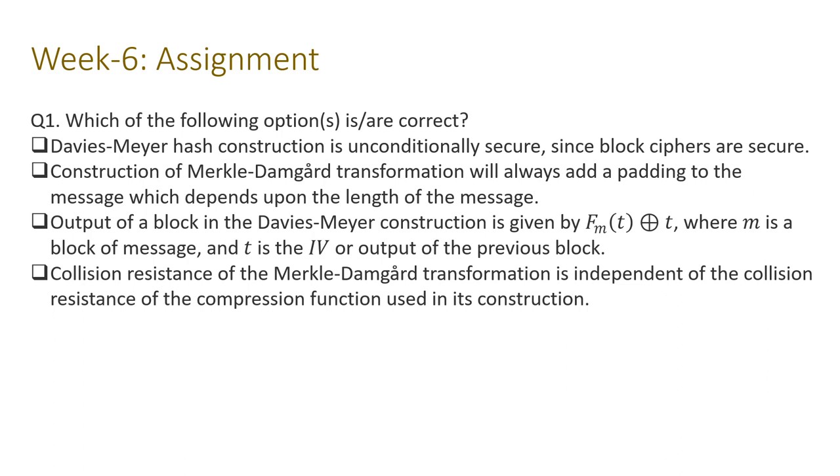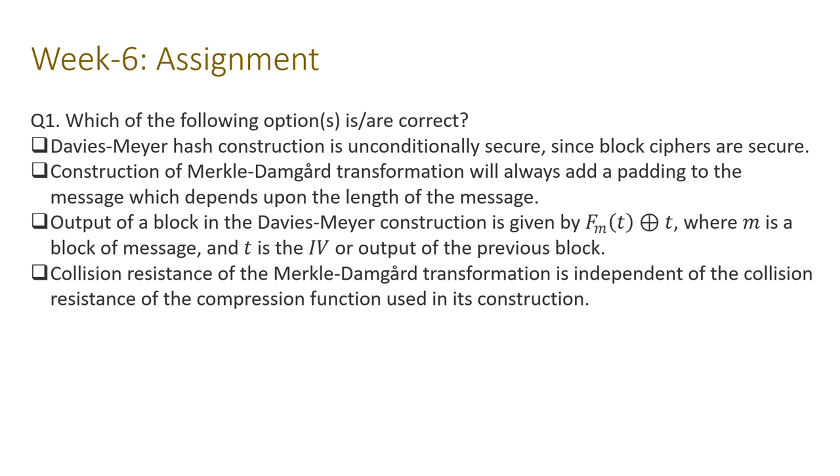So the next statement says that construction of Merkle-Damgard transformation will always add a padding to the message which depends upon the length of the message. This is also true. This is purely from the construction point of view, how you get a fixed length collision resistant compression function and then transform it to get a hash function that can hash any length of message to a fixed length output. There we have seen how padding is done in the lecture.